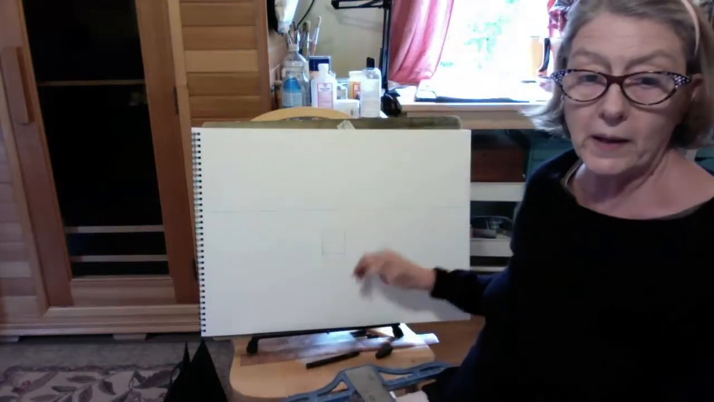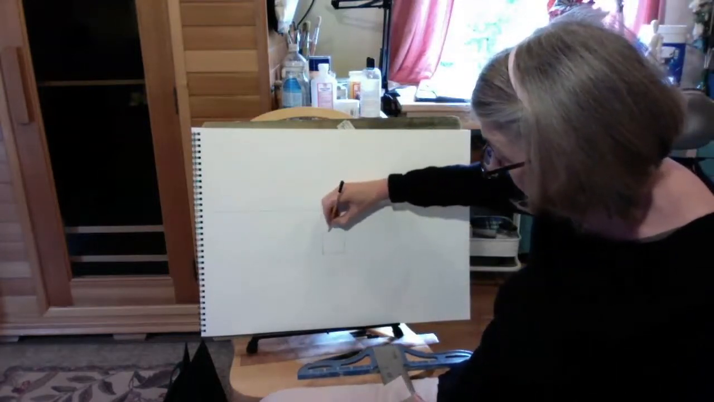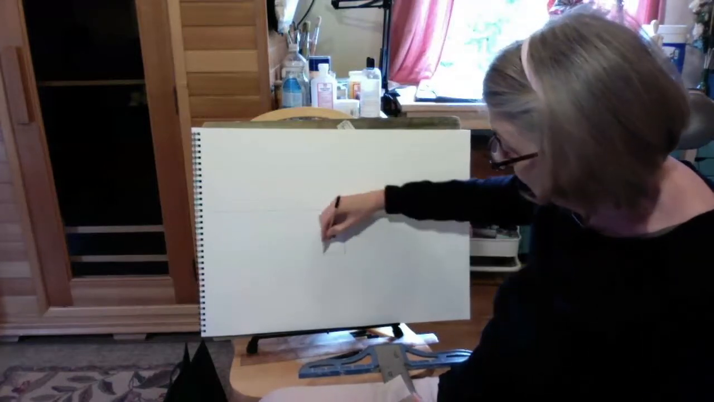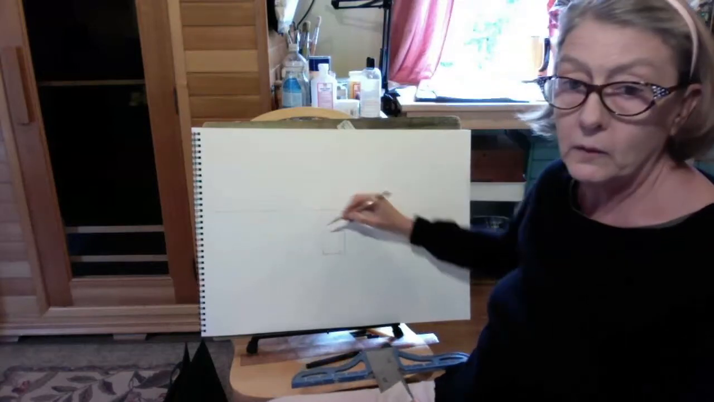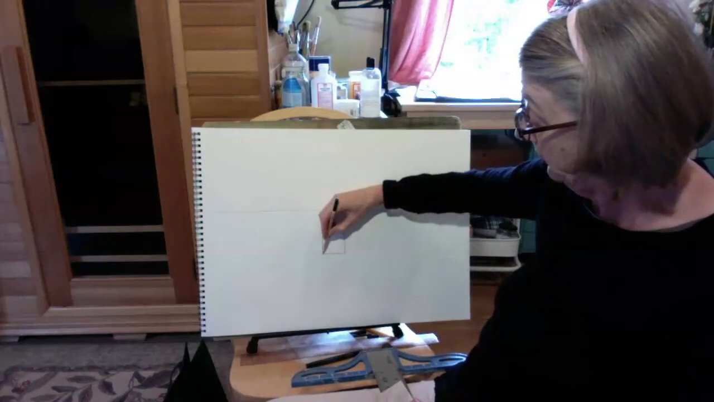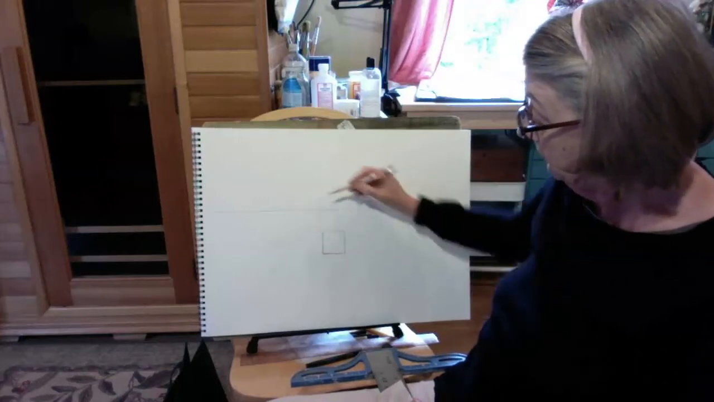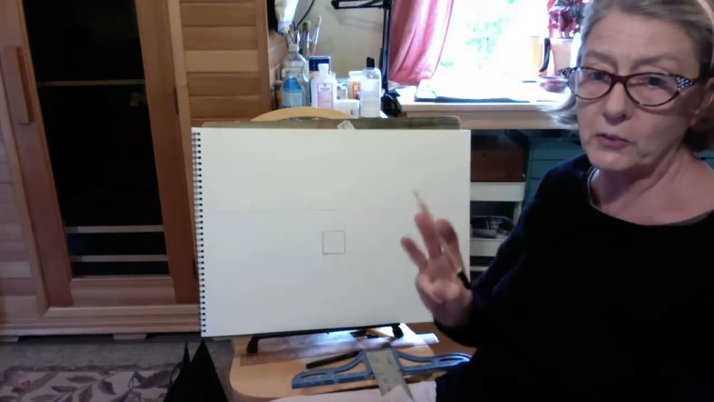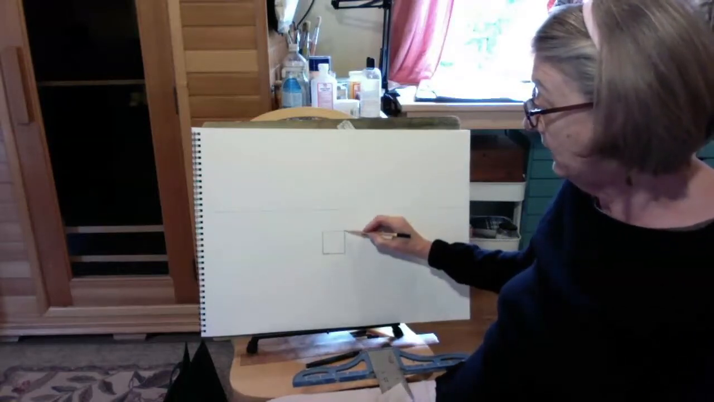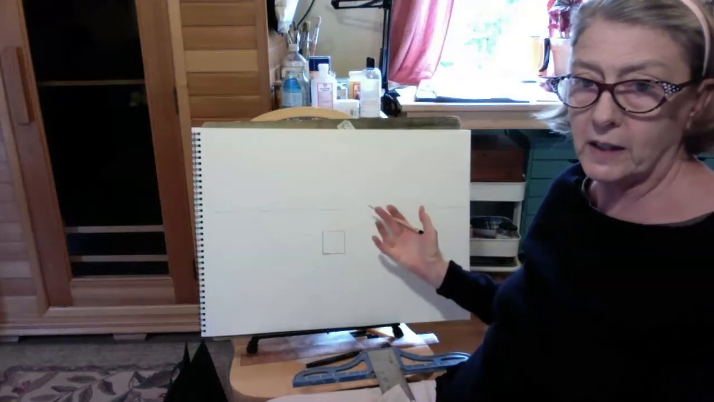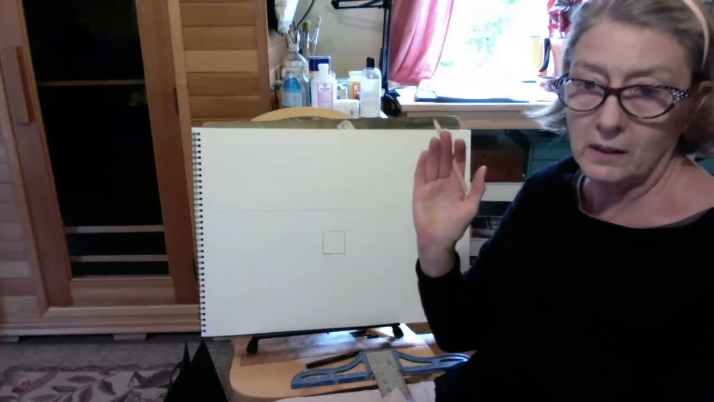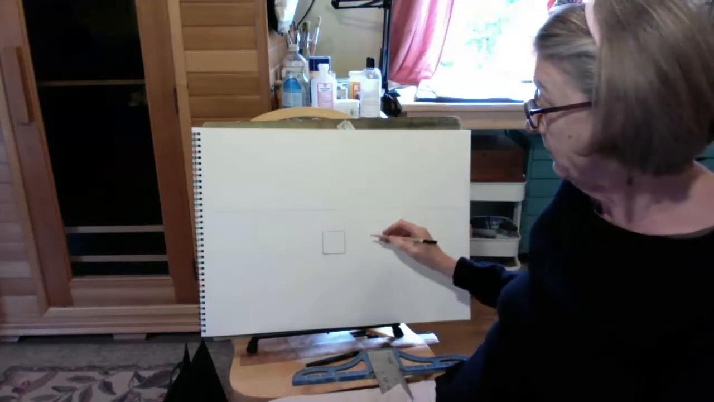So there's my square. How do I turn this into a cube? Before we start doing that, let's just talk about what we've already got. We have height, and we have width. So we have two dimensions. Remember, there's three dimensions: height, width, and depth. So we have height, we have width. How do we create depth? Well, that's where what's called a converging line or receding line comes into play.